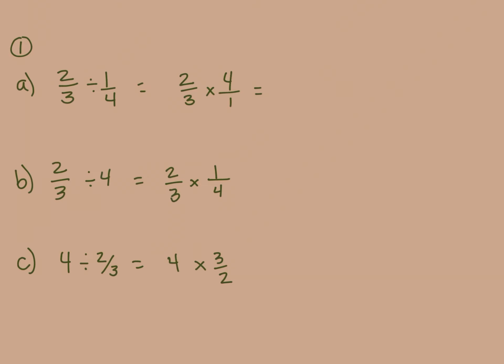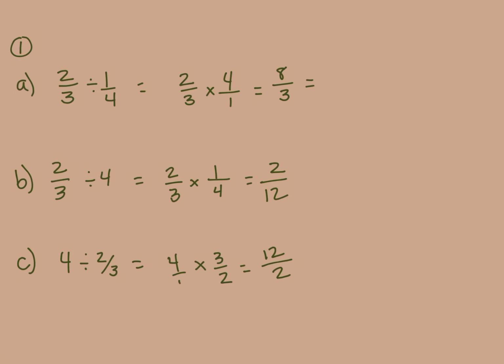So 2 times 4 is 8. 3 times 1 is 3. 2 times 1 is 2. 3 times 4 is 12. 4 times 3 is 12. That invisible 1 times 2 is 2.